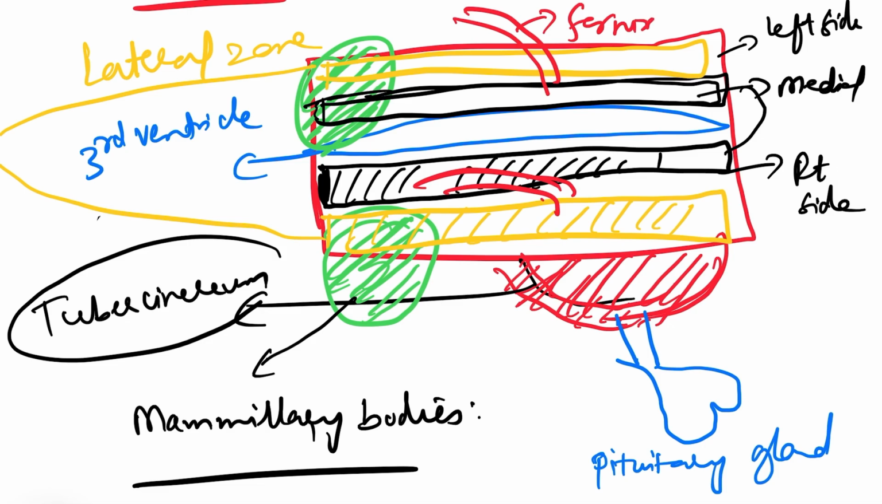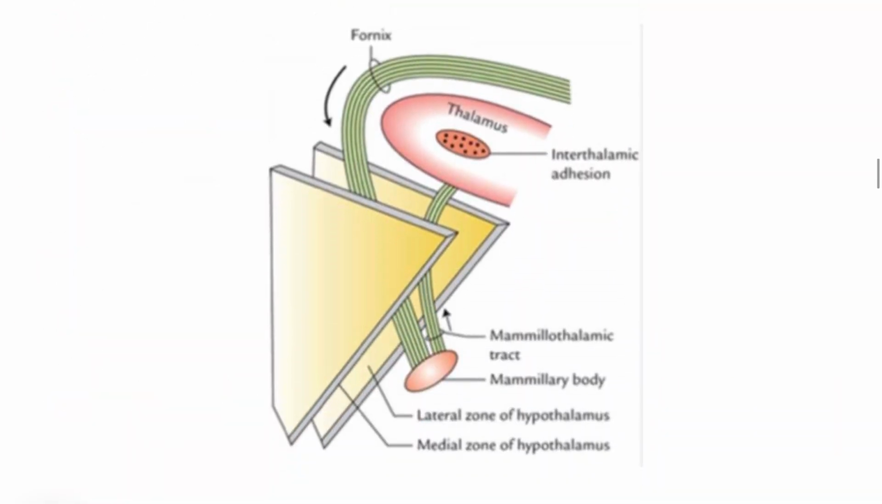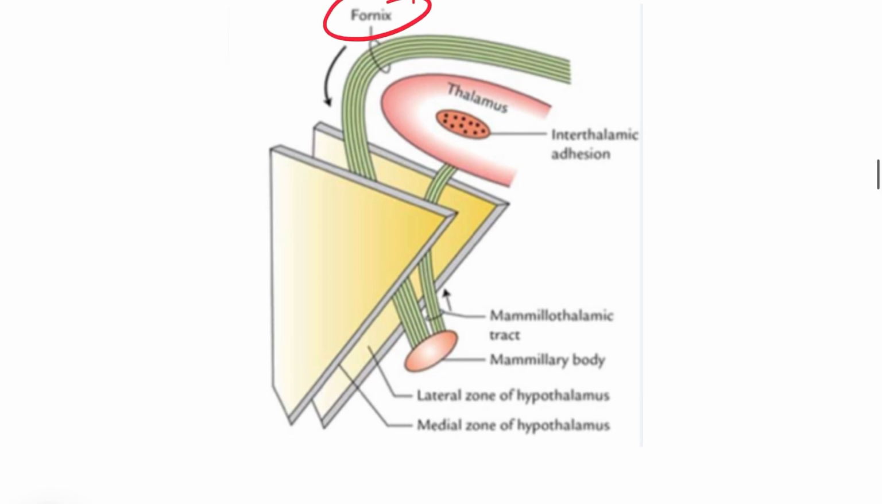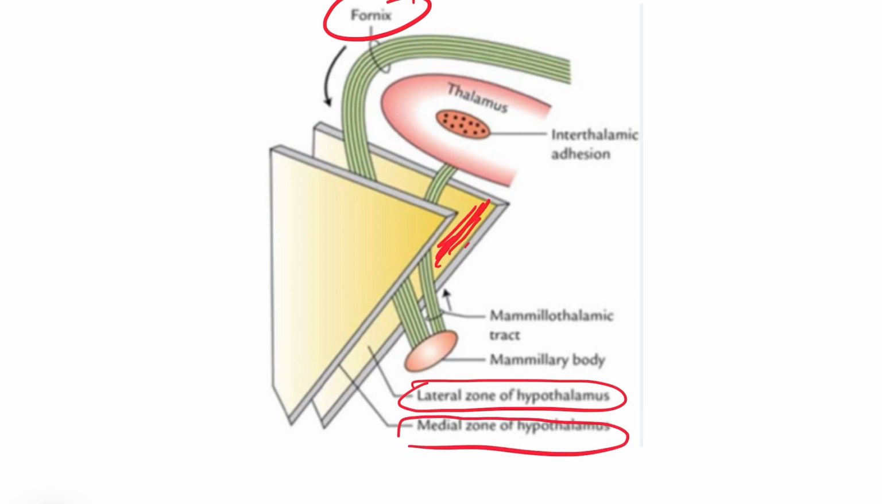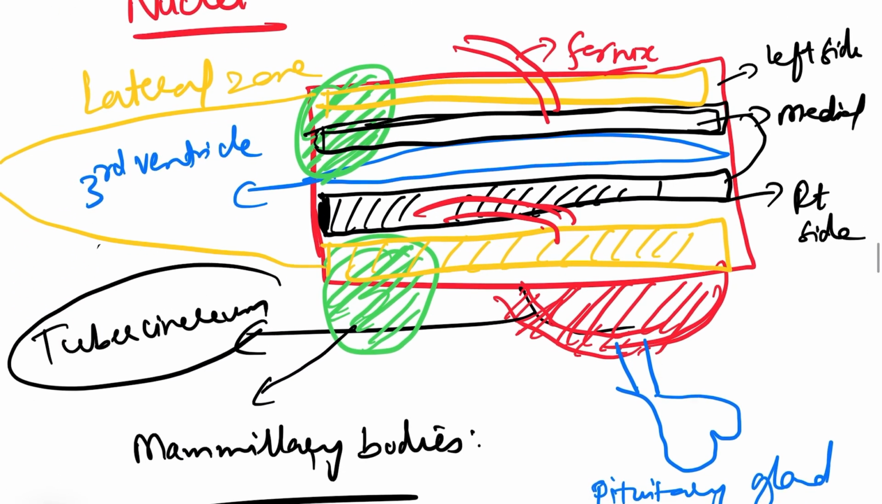Okay, let me show you one picture of how this fornix will divide the hypothalamus into medial and lateral zones. As you can see here, this is the fornix, the bundle of nerve fibers, which will divide the hypothalamus into the lateral zone and the medial zone. Basically, the hypothalamus is divided into two parts, right and left, but at the base it is united.